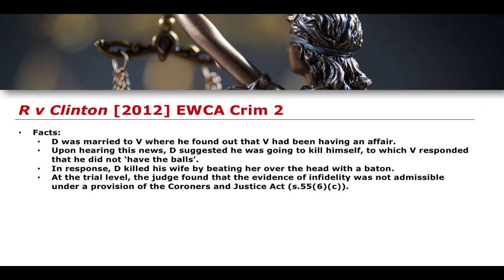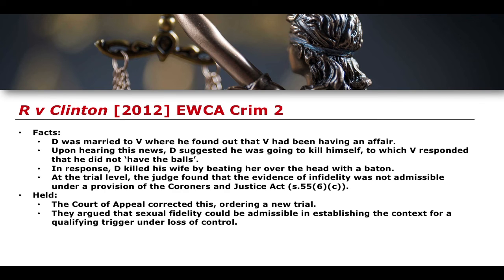Now, at trial level, the judge found that the evidence of infidelity was not admissible under the provisions of the Coroners and Justice Act, Section 55(6)(c). So, on the question of trying to utilize loss of control, the judge found that the evidence of infidelity could not be used, essentially. It was not admissible for that particular question, suggesting that infidelity can't be a qualifying trigger for the use of loss of control. Now, what the Court of Appeal did was correct this and order a new trial.